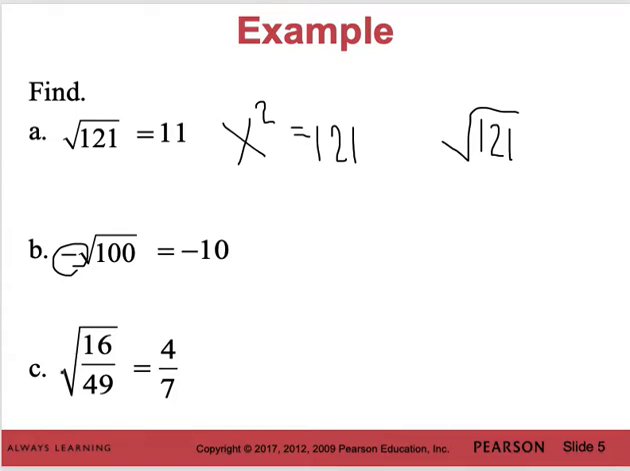And in this case, when we have a square root of a fraction, what we end up doing is taking the square root of each number individually. So we'll ask ourselves, what is the square root of 16? And what is the square root of 49? And 4 times 4 equals 16. 7 times 7 equals 49. So our answer would simplify to 4 over 7.